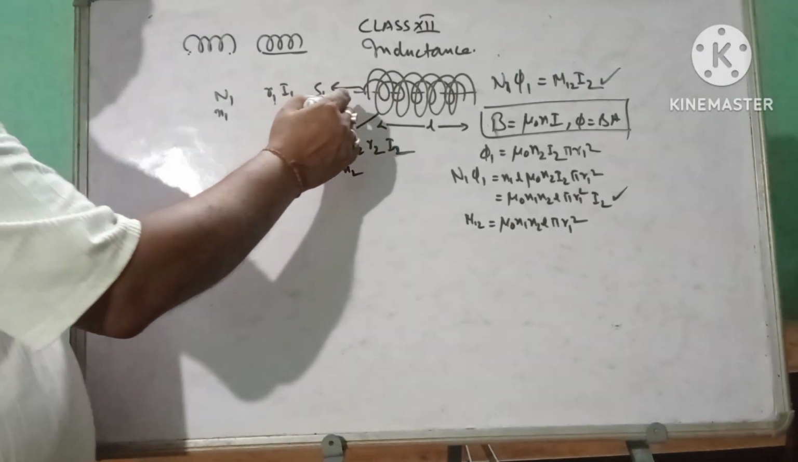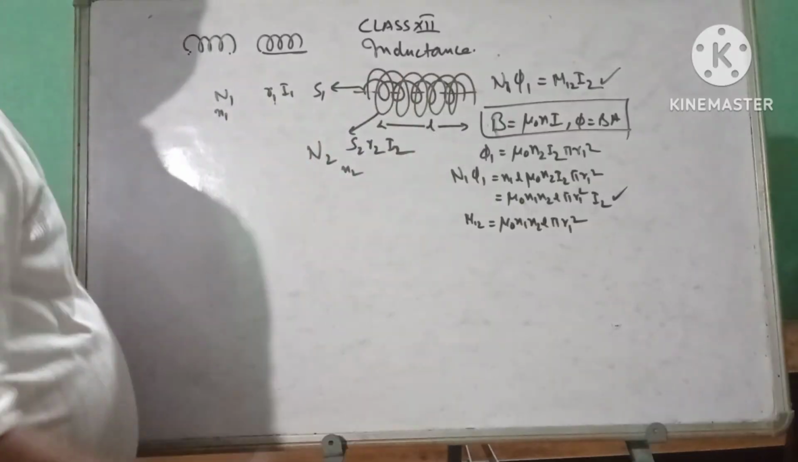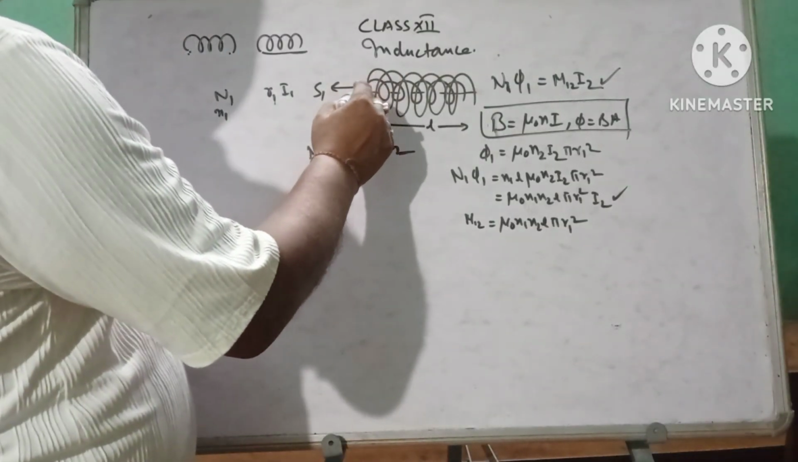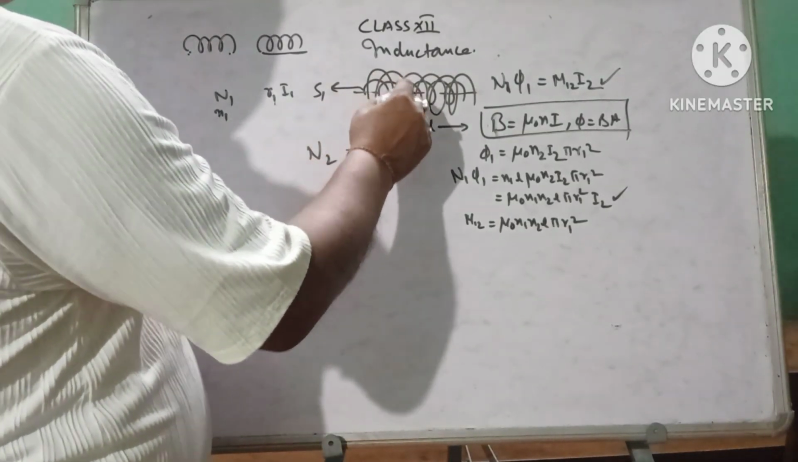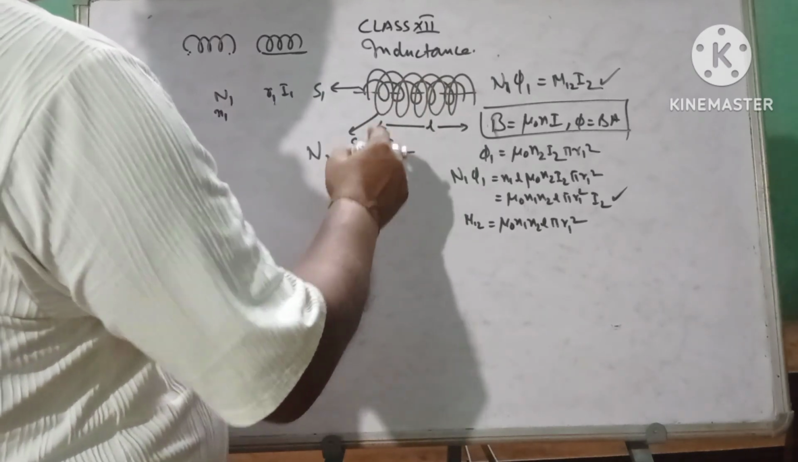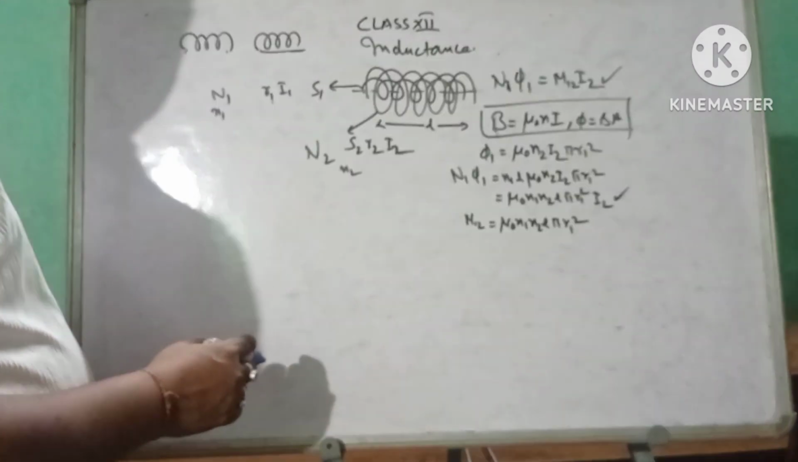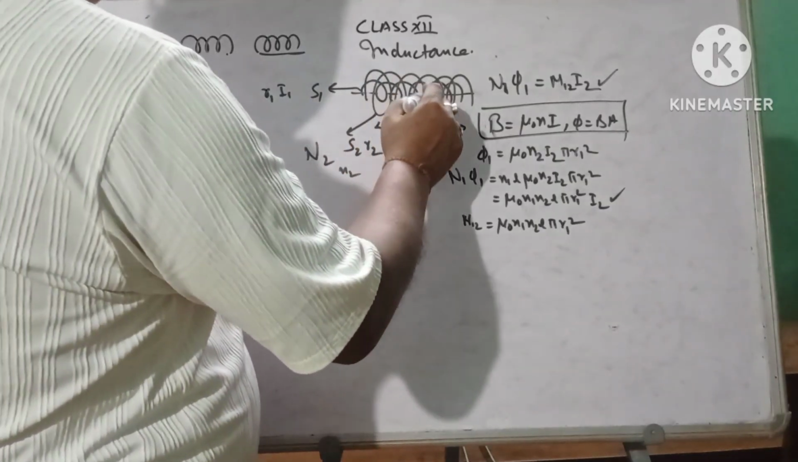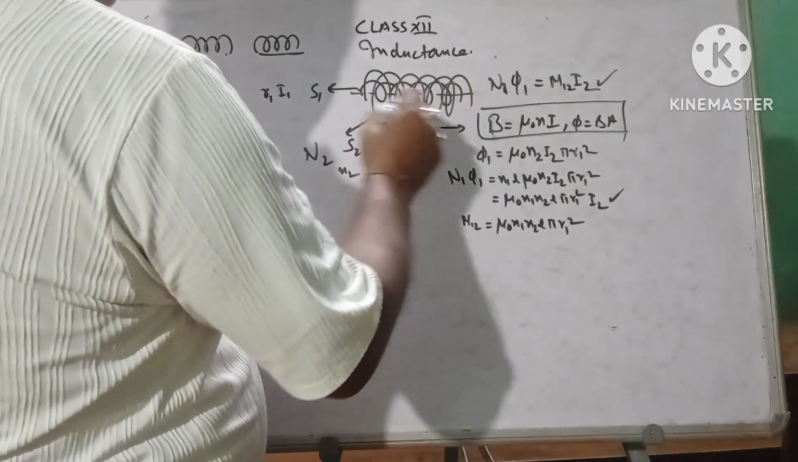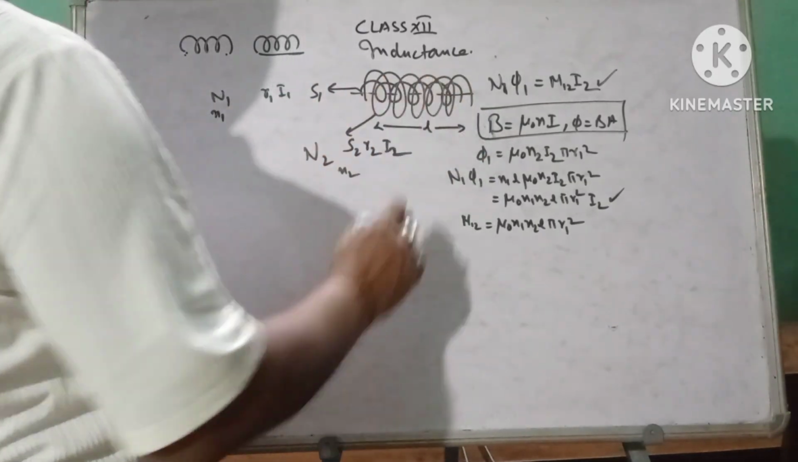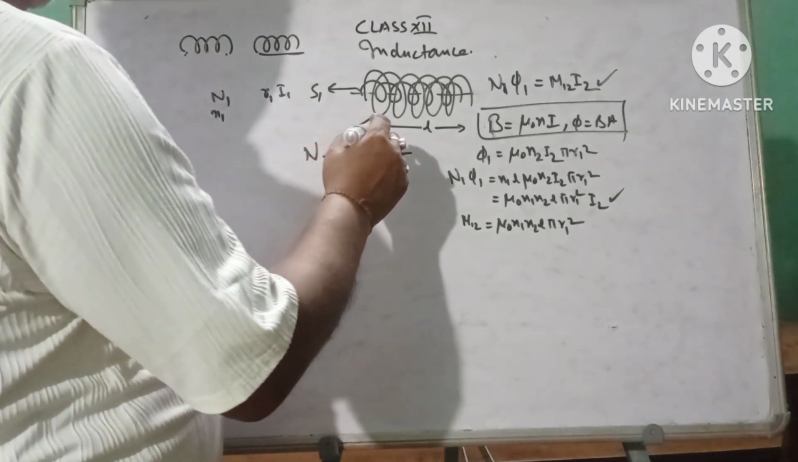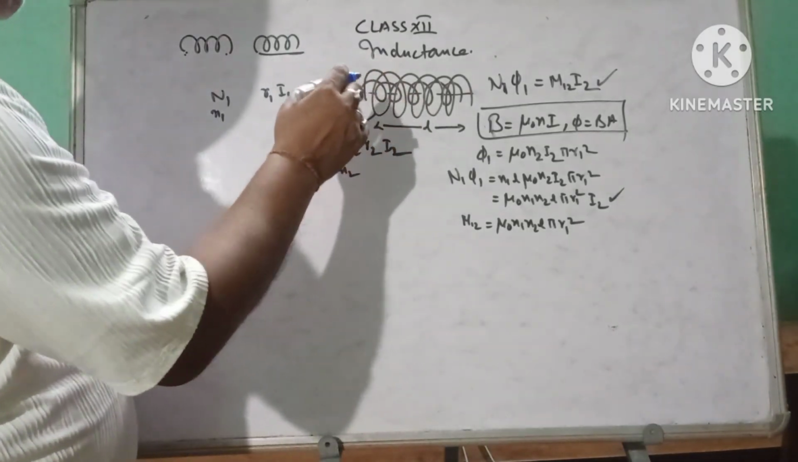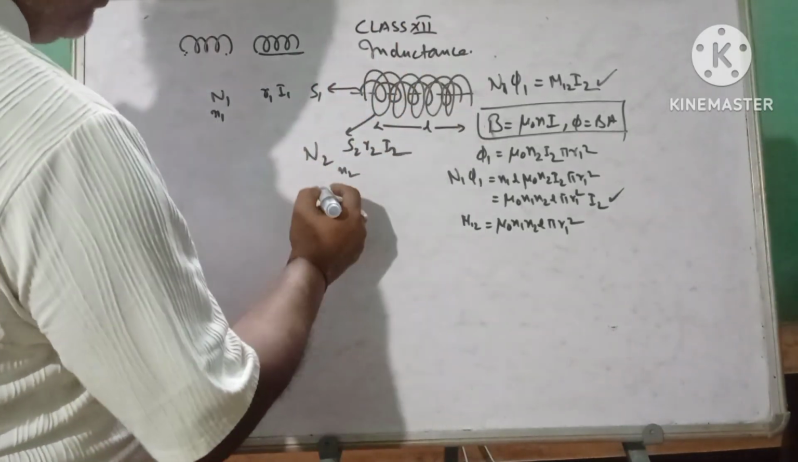In the second case, the current is flowing in your primary coil, say, the smaller coil. So we are considering calculating the flux linkage of the bigger coil.